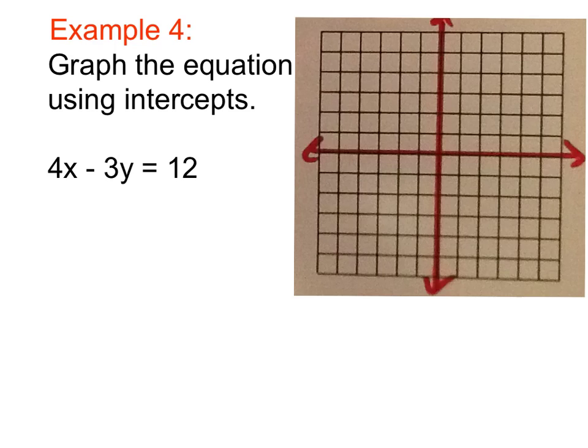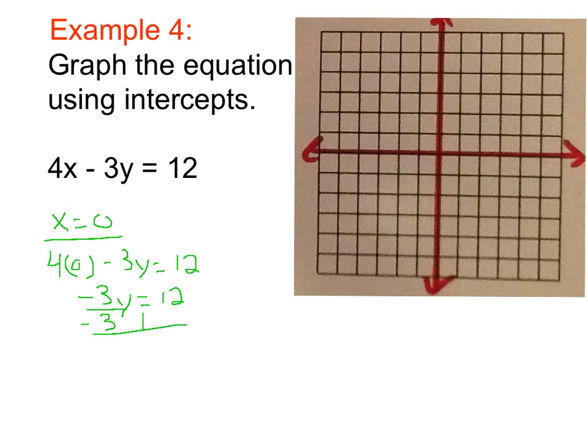Okay, again, graphing using the intercepts method, we have this equation 4x minus 3y equals 12. So we're going to solve the equation twice. Once when x is 0, so I'm just going to plug 0 in for x. We got 4 times 0 minus 3y equals 12. Well, 4 times 0 is 0, so we end up just having negative 3y equals 12. And to get y by itself, we got to divide both sides by negative 3. So y is going to turn out to be negative 4. So we will graph the point 0, negative 4.